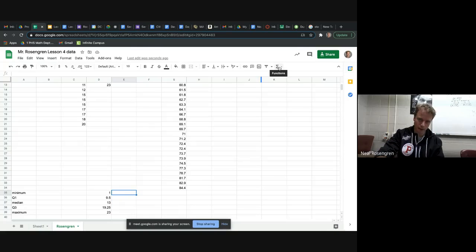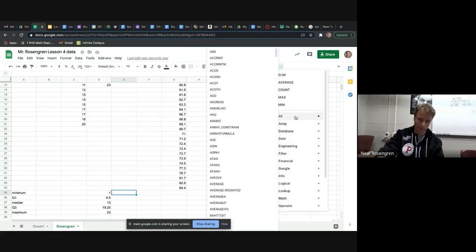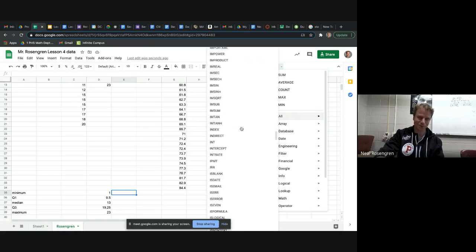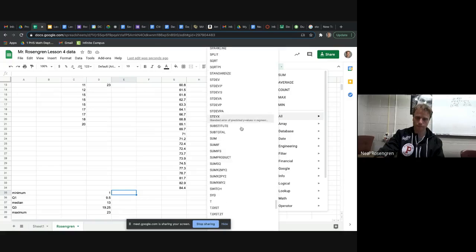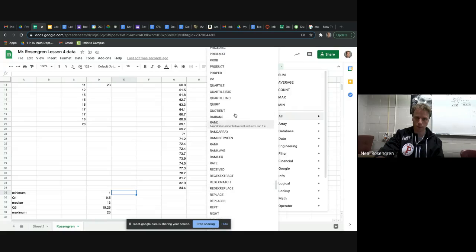What's nice about Google Sheets, up here in the top right-hand corner, you've got some functions, right? You've got all of them. So if you forget the quartile one, you can go to all and scroll down. There are so many things we can do in Google Sheets. It's so cool. Q is way at the end. LMNOP, Q. There it is, okay? There you go, quartile.